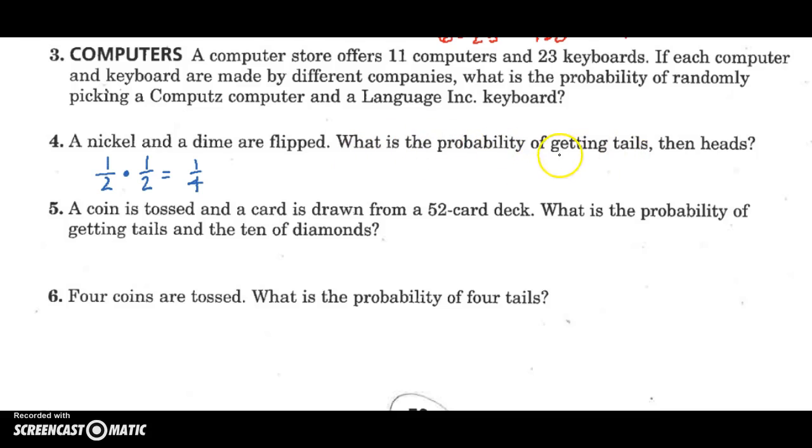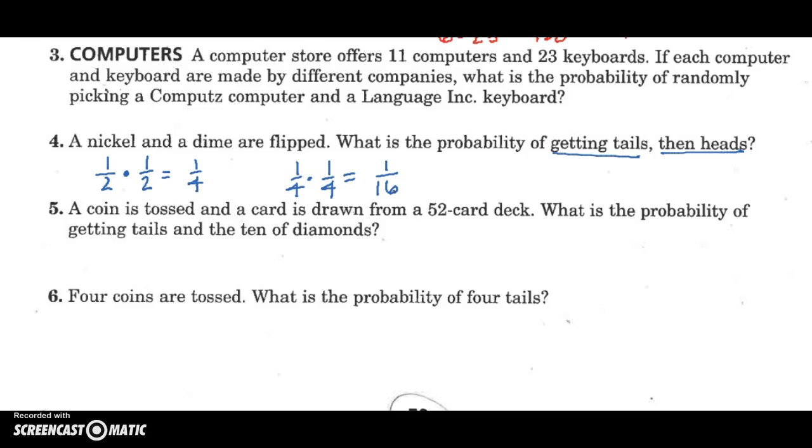So that's our first time. So what is the probability of getting tails, then heads? So we have the exact same probability of getting heads. So we had tails first, and then 1/4 is also the probability of getting heads. So to get this and then that together is 1 out of 16. 4 times 4 is 16.